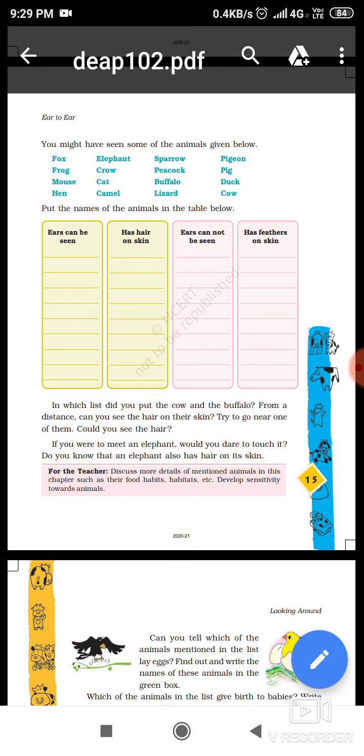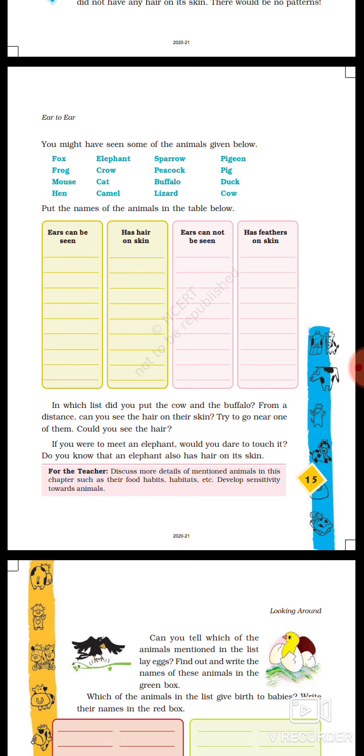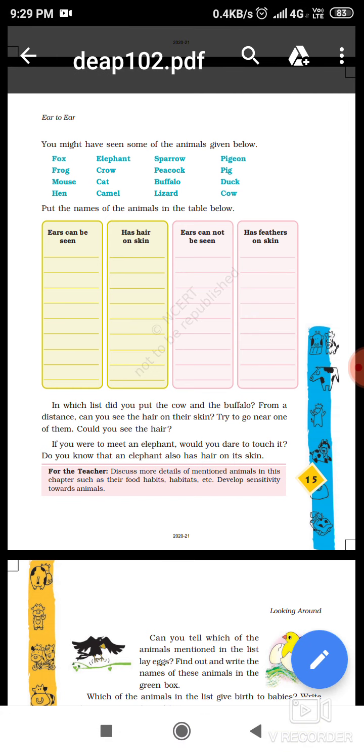In which list did you put the cow and the buffalo? From a distance, can you see the hair on their skin? Try to go near one of them. Could you see the hair? If you were to meet an elephant, would you dare to touch it? Do you know that an animal also has hair on its skin? So, what did you notice, children? Yes, those animals whose ears you can see have hair on their body.